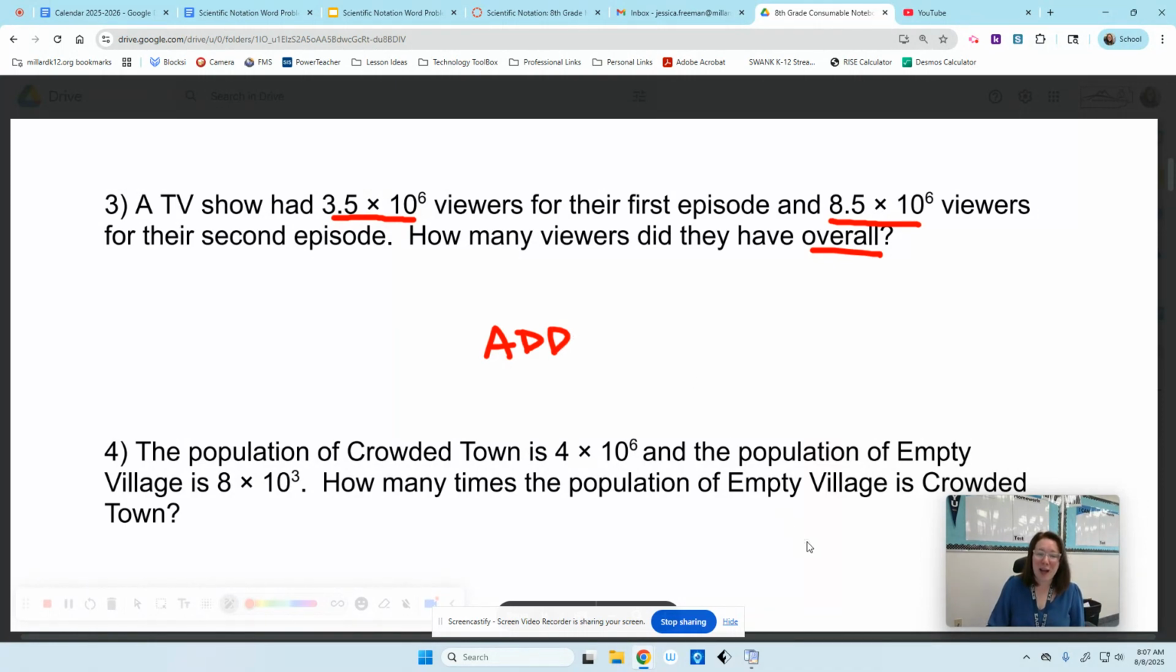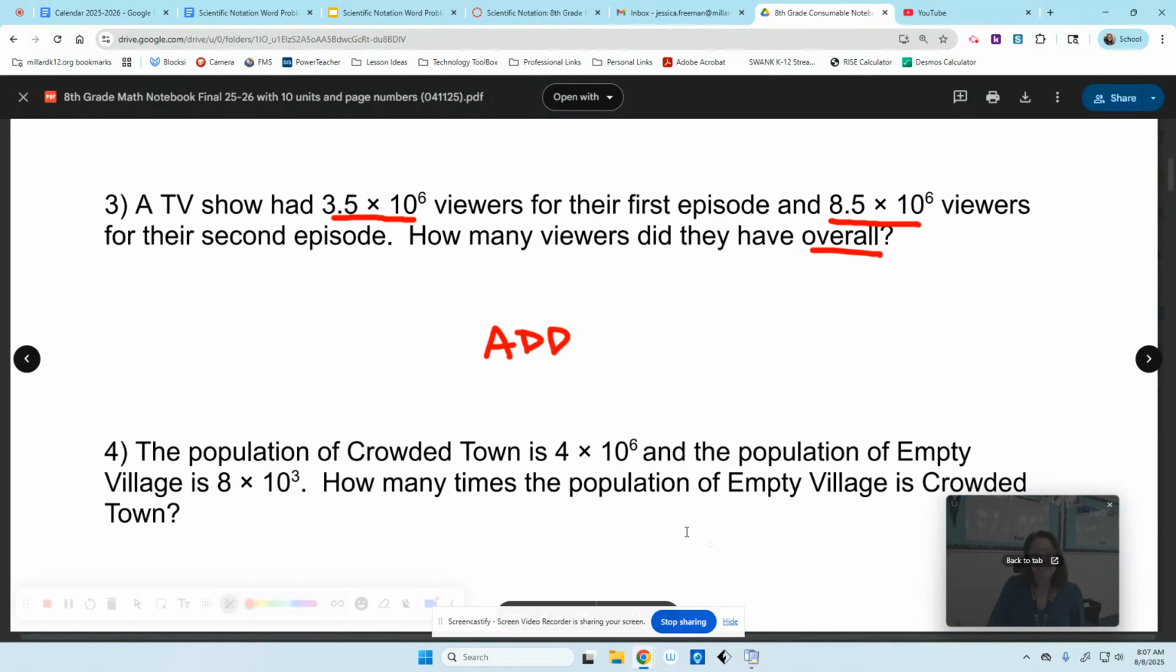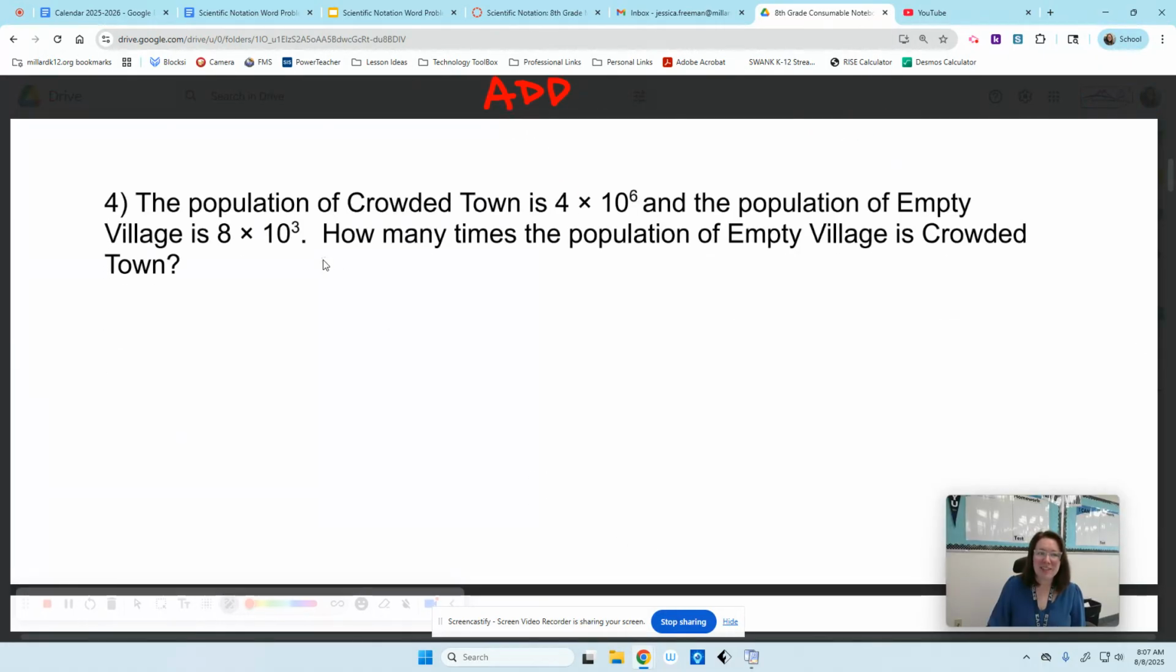The population of Crowded Town is 4 times 10 to the 6th. And the population of Empty Village, this is obviously all made up, is 8 times 10 to the 3rd. How many times is the population of Empty Village in Crowded Town? There's that key phrase, how many times, it means divide. That's just like saying how many times could we fit Empty Village into Crowded Town. So we're taking Crowded Town and splitting it up into chunks that are the size of Empty Village. I'm going to show you how to do this one, because remember, you cannot just click the divide symbol on your calculator. That doesn't work. You have to do the fraction button.